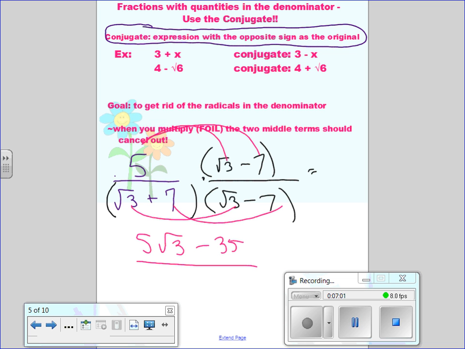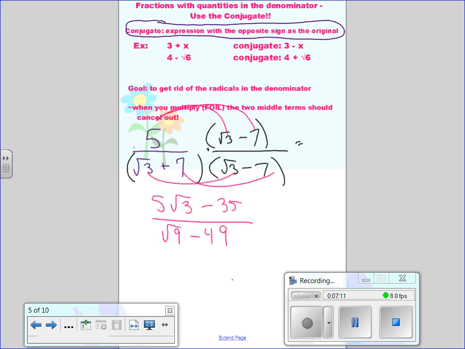So radical 3 and radical 3 is radical 9. Positive 7, negative 7 is negative 49. And I think at this point, all we're going to do is square root that 9, which is 3, and do 3 minus 49, which is negative 46. The numerator was pretty good the way it was, so I'm just going to leave it. 5 radical 3 minus 35.